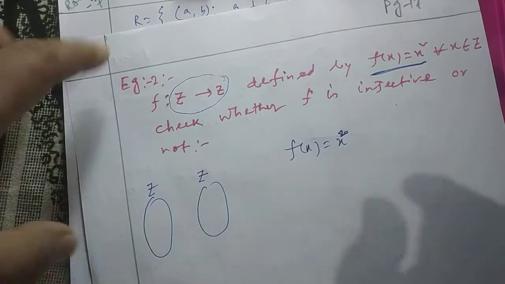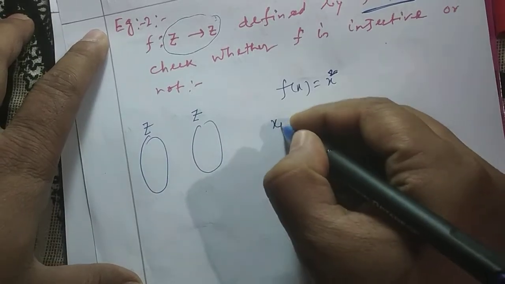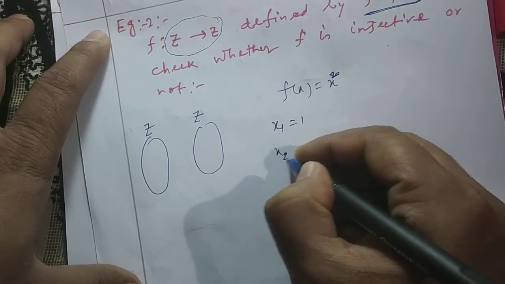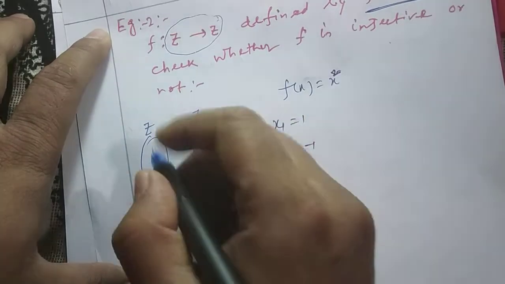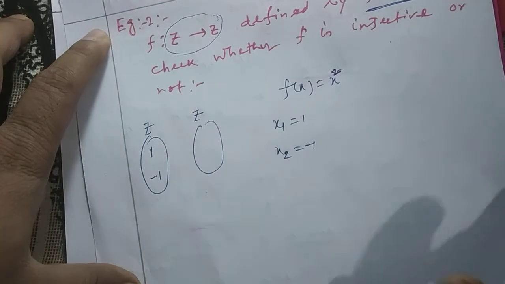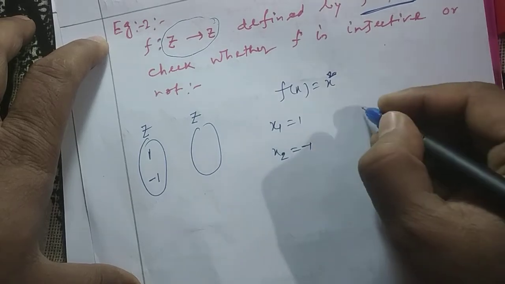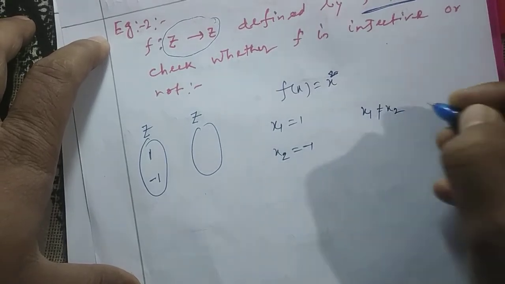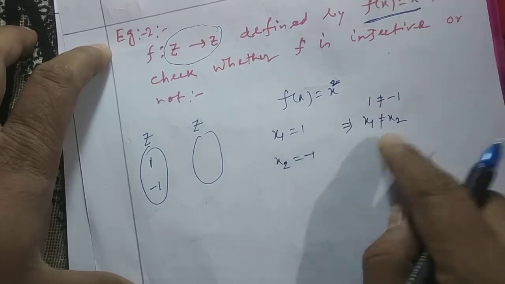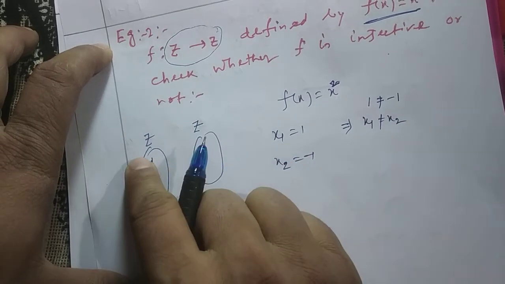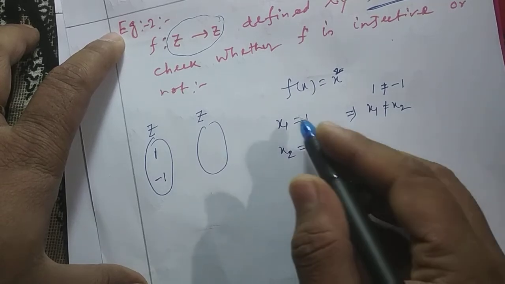Understood? Now let us proceed in the same way. Suppose here we are taking x1 equal to 1 and x2 equal to minus 1. Let us take two distinct elements 1 and minus 1 in the domain Z. Correct? Now it is clearly seen that 1 and minus 1 are not equal. So you can claim x1 not equal to x2 since 1 and minus 1 are not equal. So you have chosen x1, x2 both in domain Z which are not equal. Correct? Now let us find the values of the function.